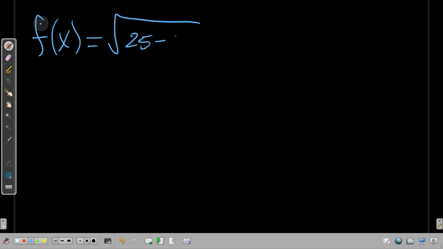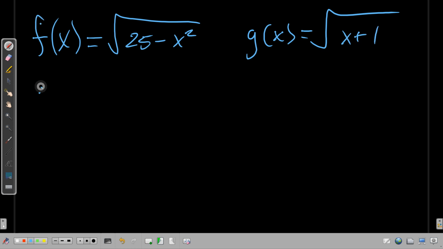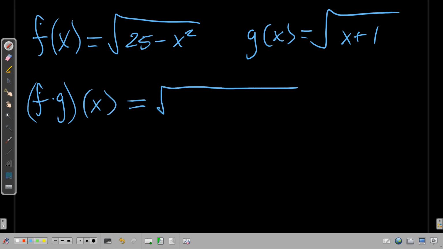What about their product? So let's recall here, f of x was the square root of 25 minus x squared, and g of x was the square root of x plus 1. Then their product, f times g of x, well, then you could write it with one big radical. In fact, you're going to get some kind of trinomial underneath here.